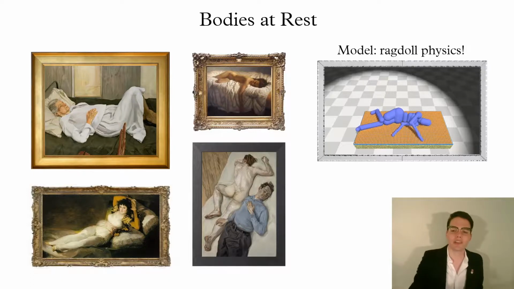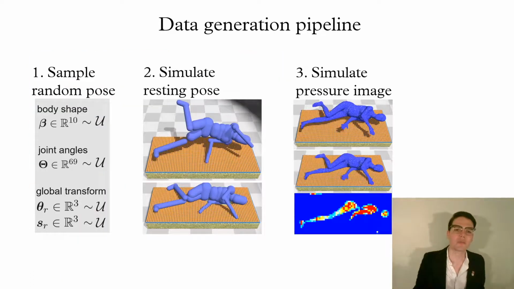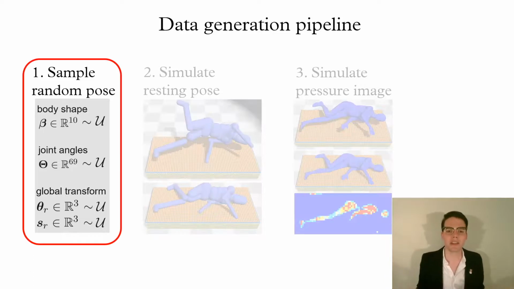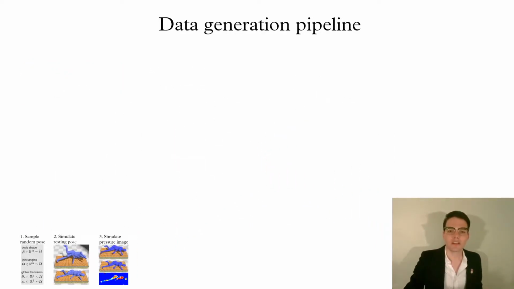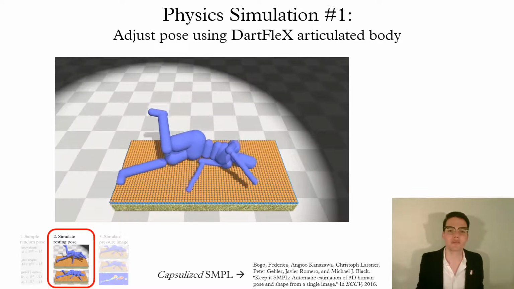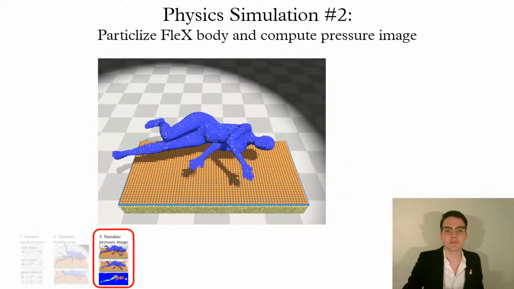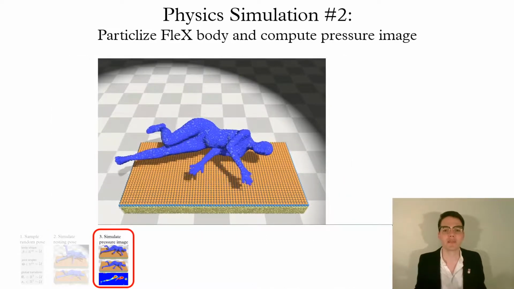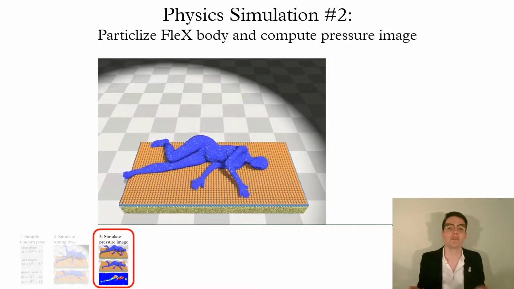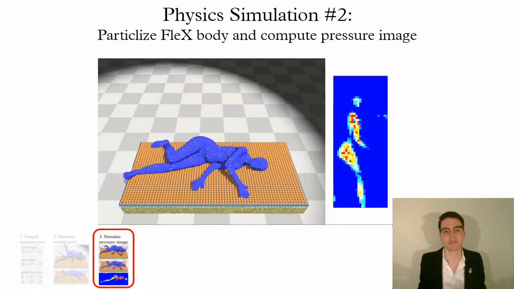Now, let's look at how we generate this data set. First, we randomly sample over the body pose and the shape. In comparison to past methods, this provides an unprecedented variety of body poses and shapes that would be extremely difficult to collect in the real world. Next, we find a resting pose by dropping a capsulized ragdoll body onto a soft bed and then wait for it to rest. Then we use a second physics simulation with a non-articulated human mesh in order to find the pressure image.